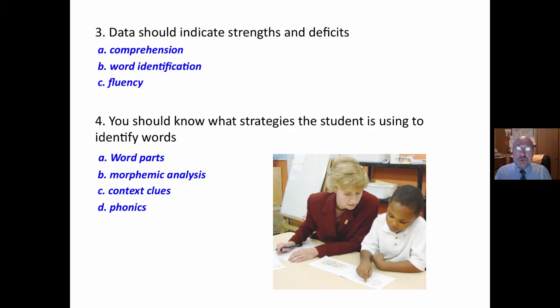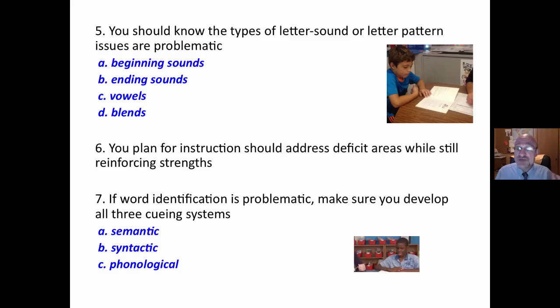You should also know what strategies the student is using to identify the word. You should have a very good sense of that by listening to the student read and analyzing the recording of that oral reading passage. You should have a sense of the types of letter sounds or patterns that are problematic. And again, you listen to the types of miscues and you look for patterns.